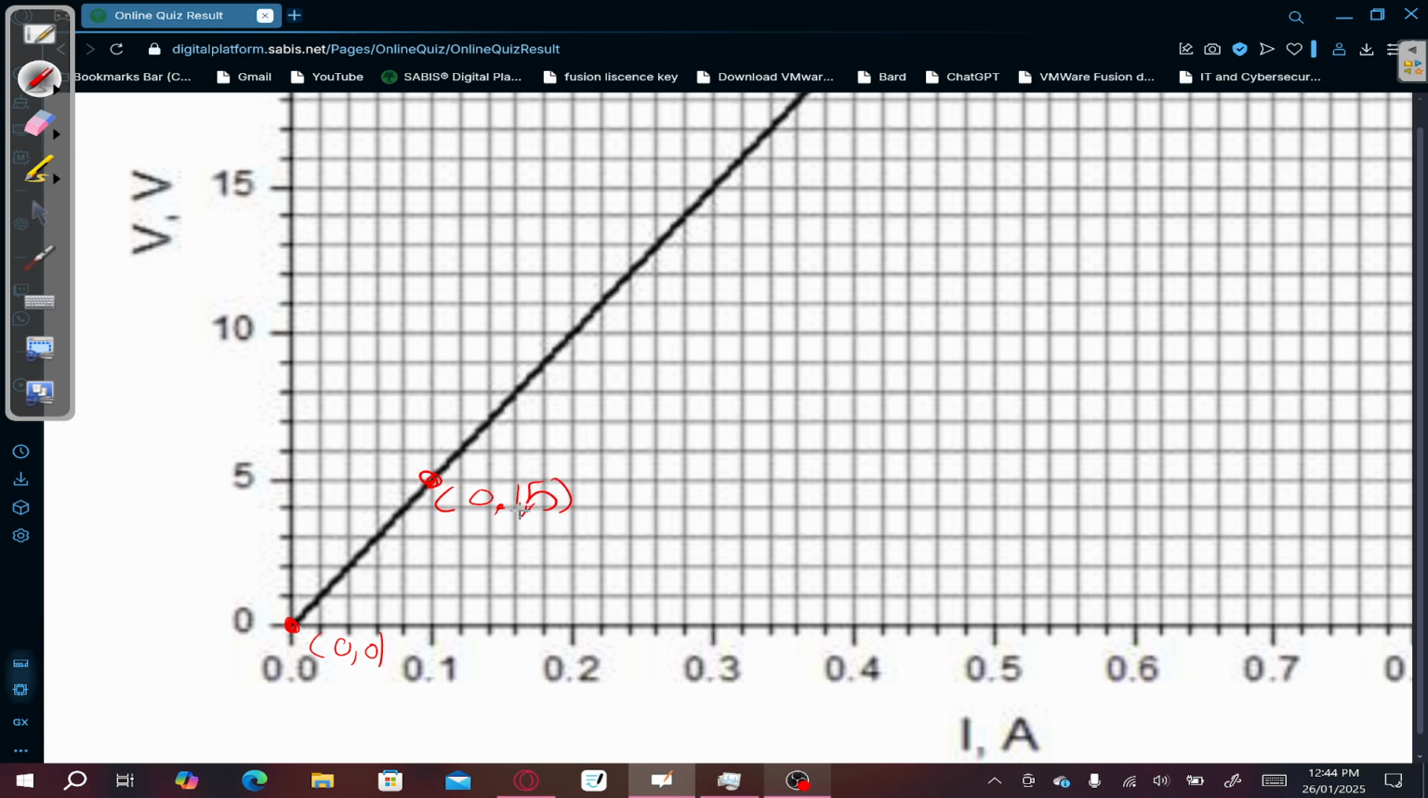Okay, now we know our slope is equal to y2 minus y1 over x2 minus x1. This is our slope formula. You guys should already know this. So what we're gonna do, we're just gonna find the slope, which is equal to the resistance. So R is equal to V2 minus V1 over I2 minus I1.